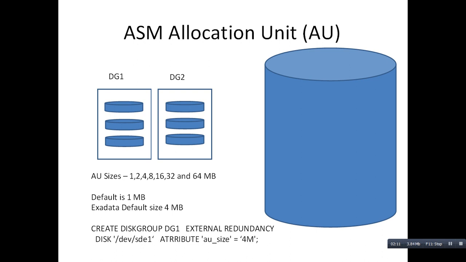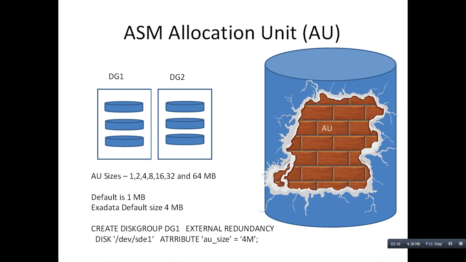ASM allocates space in chunks called AU. AU is the fundamental space unit and it's the most granular level of allocation on the disk. Every ASM disk is divided into allocation units. When a disk group is created, the allocation unit size can be set with the parameter AU_SIZE. From version 11.1 and later, the allocation unit size can be 1 MB, 2, 4, 8, 16, 32 and 64 MB. The default size is 1 MB, whereas in an Exadata environment, the default size is 4 MB.